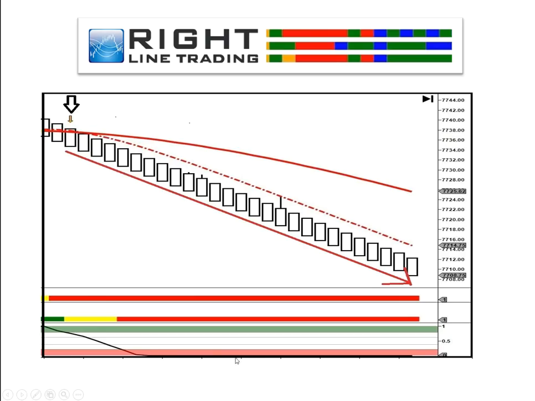Look at the Laguerre line. It is locked at 0. The only thing that can lock this down at 0 is tremendous selling pressure. You'll see it on the order flow assessment, and you're going to see it right here.